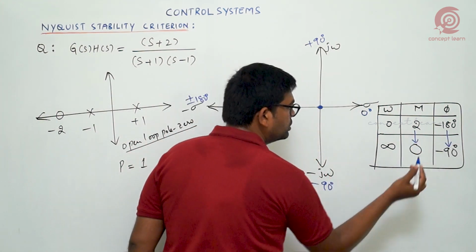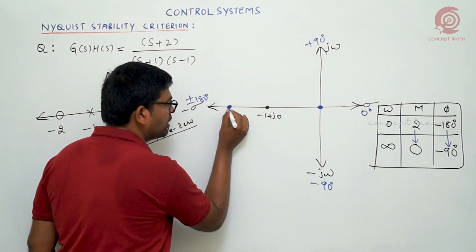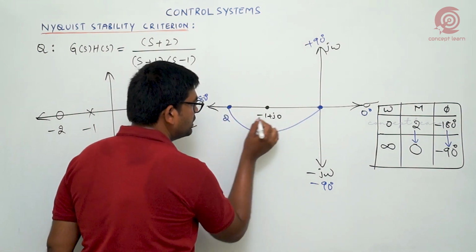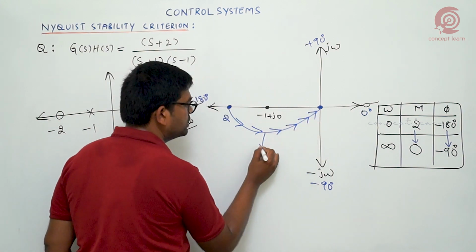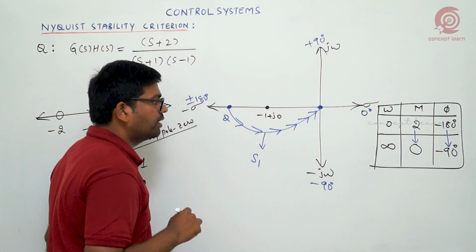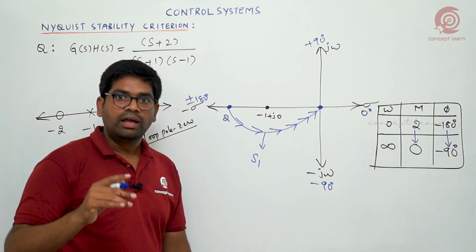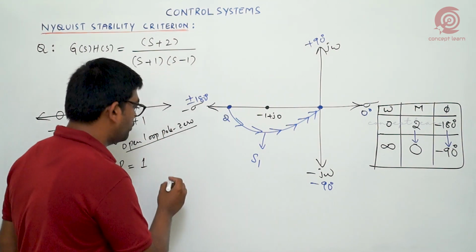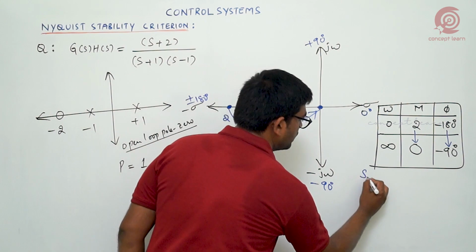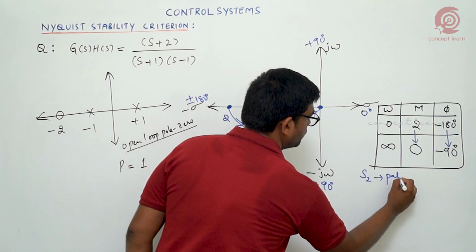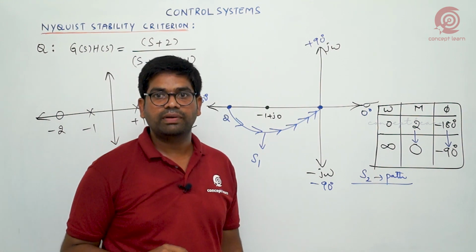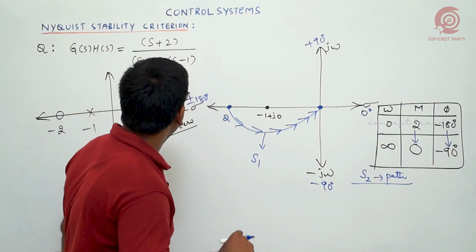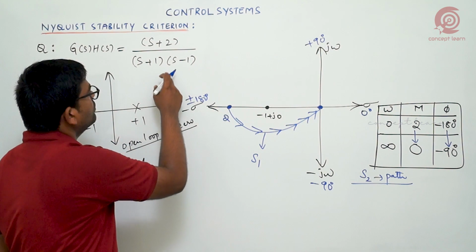Magnitude is 2 to 0. Definitely this will come in this way. This is the direction for the S1 path. Now, after completion of S1, if you follow with the S2 path, what is S2? S2 is to cover the entire right hand side of the S-plane. Okay, so what will be the result we get?